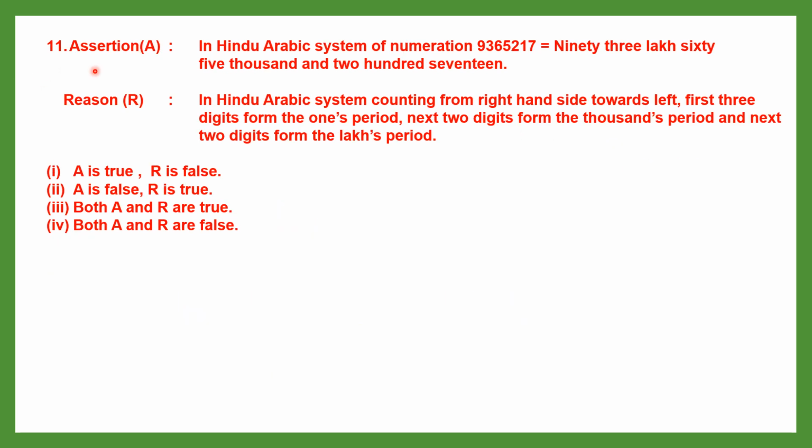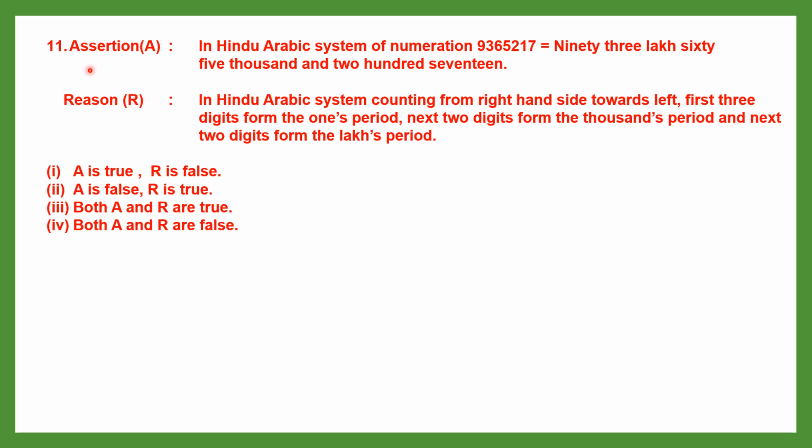Question 11. Now look at this, children. We have assertion, reason. So these are called assertion, reason questions, where assertion will give us a statement and reason will give us an explanation for this assertion. So sometimes A is correct and R is false, or A is false and R is correct, or both can be false or both can be true. So we're going to find out.